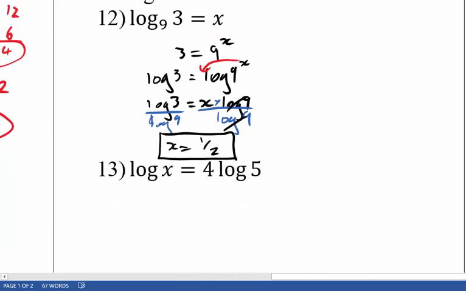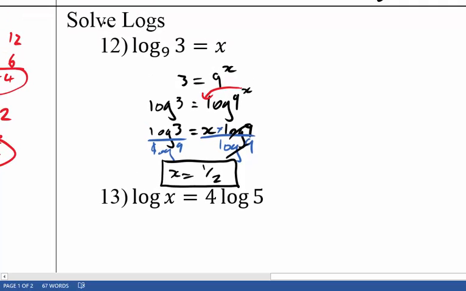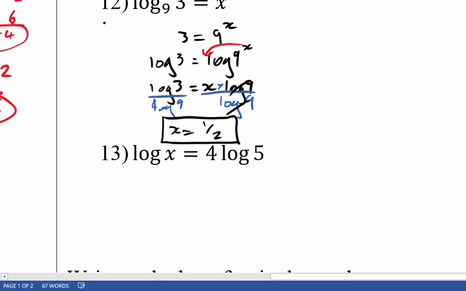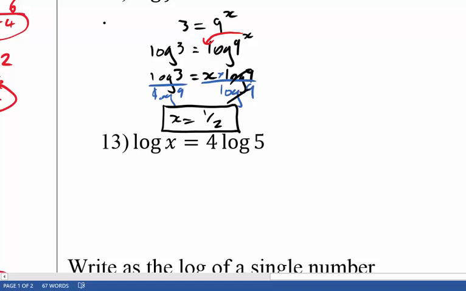Again, this is a solving one. It's still part of the solving logs up here. So to solve these logs, I need to figure out log x equals 4 log 5. I'm trying to get to x equals something, so I need the x by itself. Therefore I need to get rid of that log. How do I get rid of that log? Well, to get rid of a log I need to get rid of a log here as well.